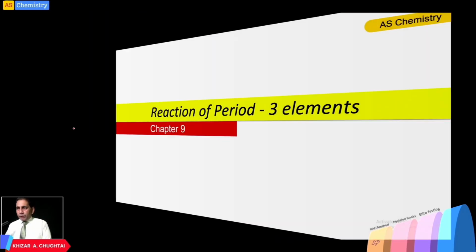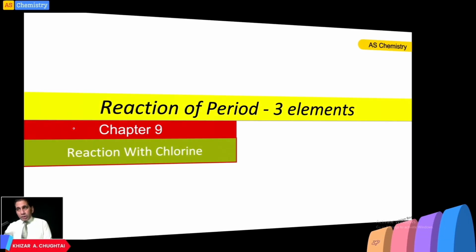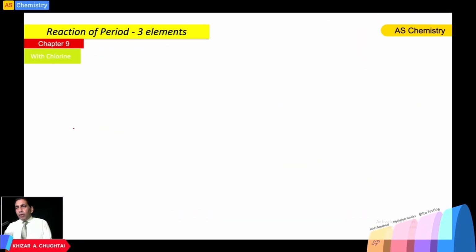Now come to the next one. Period 3 elements' reaction with chlorine. How are these period 3 elements supposed to react with chlorine? Again, the conditions are pretty similar. We will have to heat each and every element in the presence of a plentiful supply of chlorine.